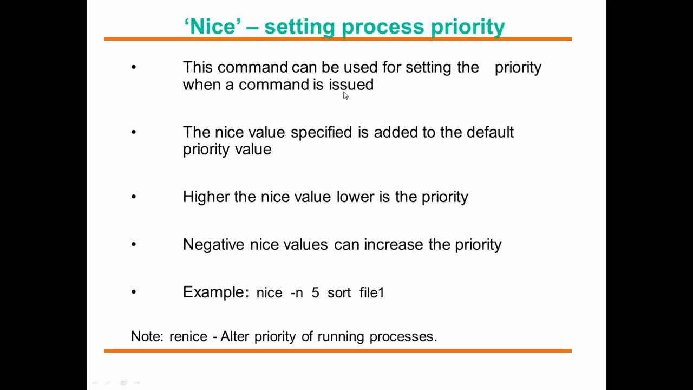This command can be used for setting the priority when a command is issued. The nice value specified is added to the default priority value. Higher the nice value, lower is the priority. Negative nice value can increase the priority. For example, nice 5 sort file1. So I'm passing it with the priority 5. I think by default the priority is 20. Right? Everyone will get a 20 priority. If I start reducing the number, that means that job is of a higher priority.